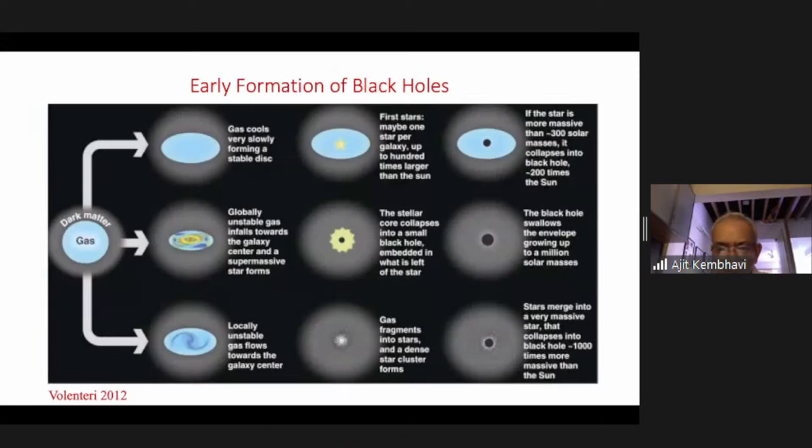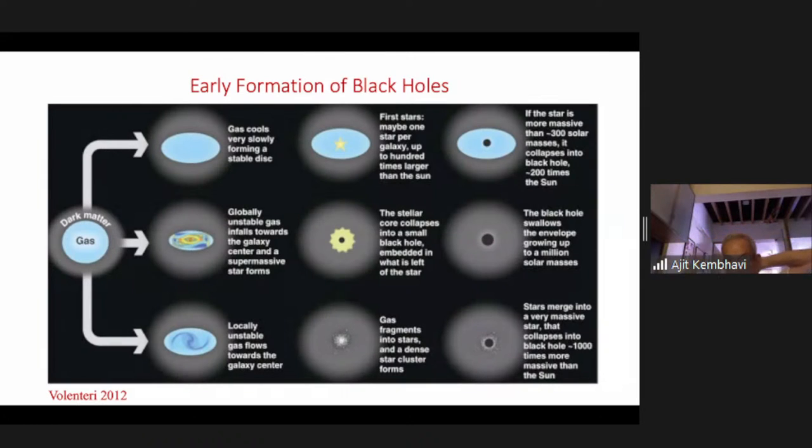Okay, but then it turns out, and this is from a very highly readable short review by Volonteri in 2012, that you start with dark matter, and then there are different processes by which you can form these black holes. Suppose you form a black hole with a few thousand solar masses in one way or the other, that can continue to accrete matter for a long period of time, and in the process become more and more supermassive. But there you are talking of billions of years.